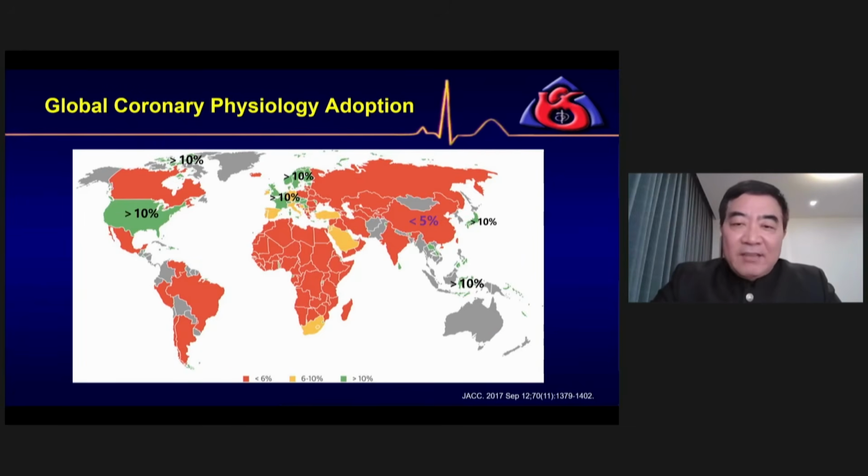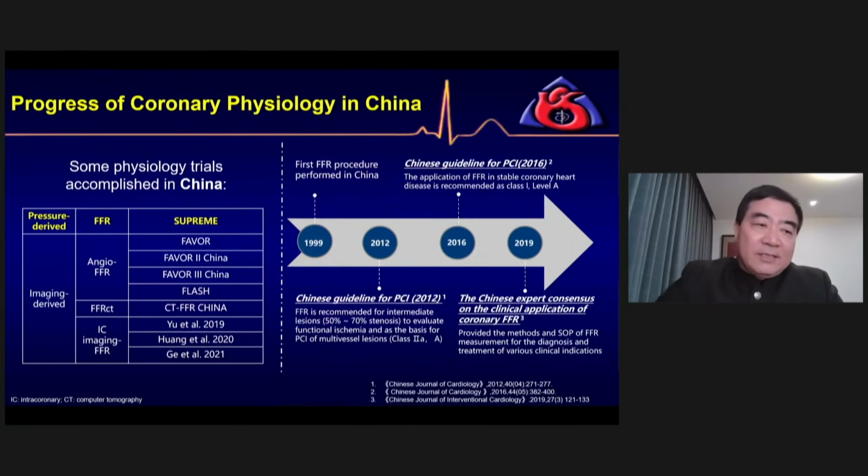8,000, less than 10,000 per year. But by the year 2019, 20 years after, the annual PCI volume was over 1 million each year. Therefore, I know that in Northern Europe, more than one third of PCI is physiology guided, but in our whole population, we are still less than 5%.